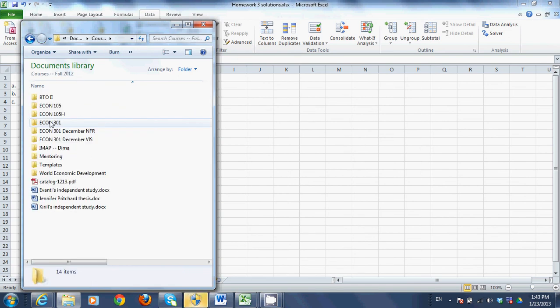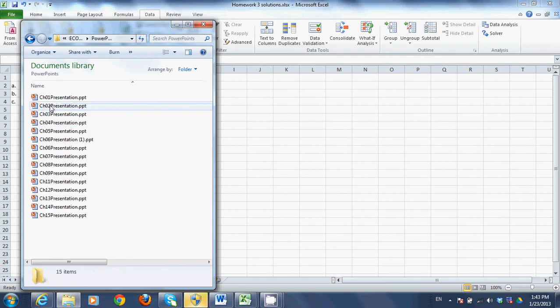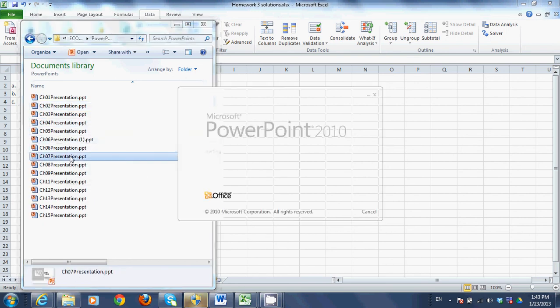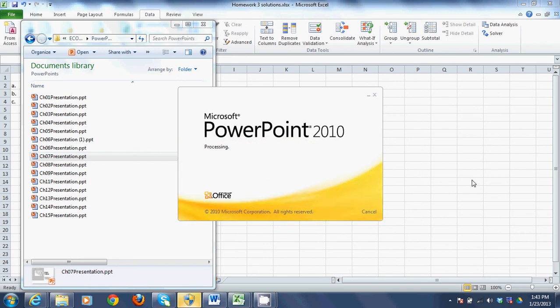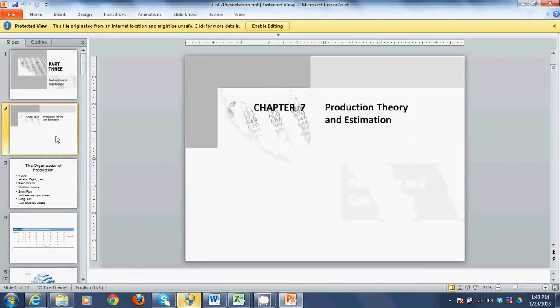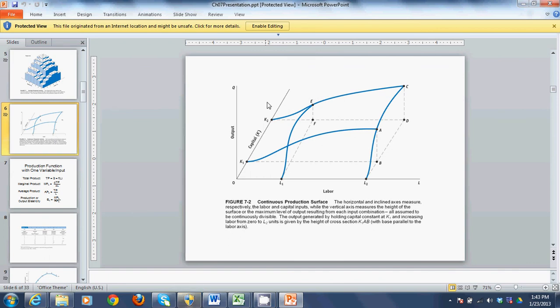Let's go back here to chapter 7. Apologies. And then we can scroll down to this. This is what we're talking about here. So, it says, assume that L1 equals 1 and L2 equals 6, while K1 equals 1 and K2 equals 4.